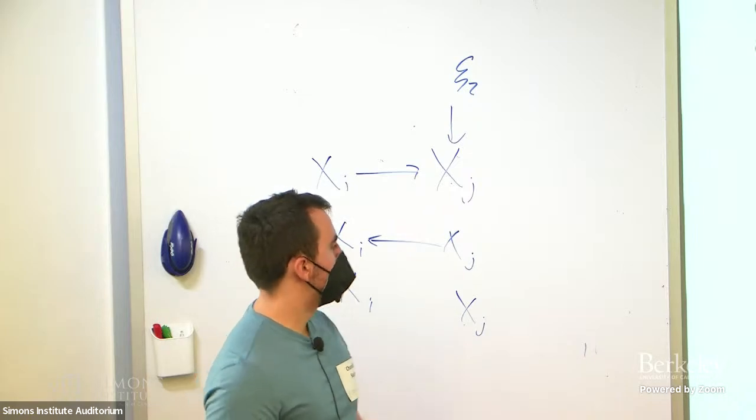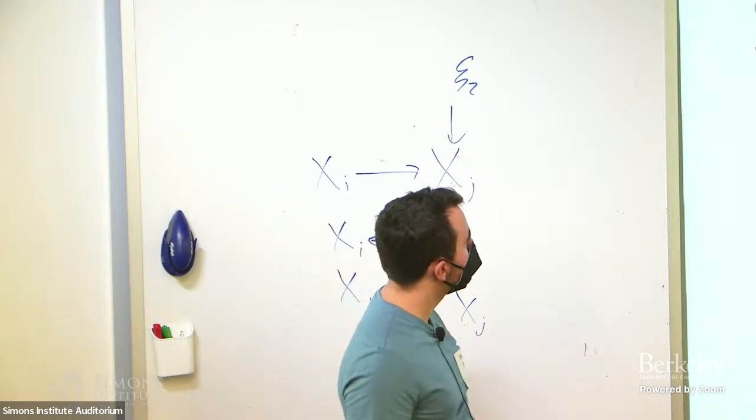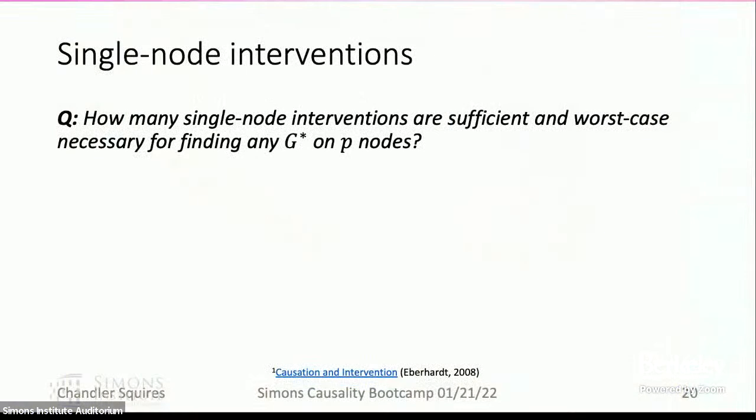Yeah. So starting off with single node interventions, we'll ask ourselves, okay, how many single node interventions are sufficient and in the worst case going to be necessary? So this is the thing I was telling you about, your advisor says you have to discover it. I don't care, use the minimal number of interventions, but if you don't discover it, you don't graduate.